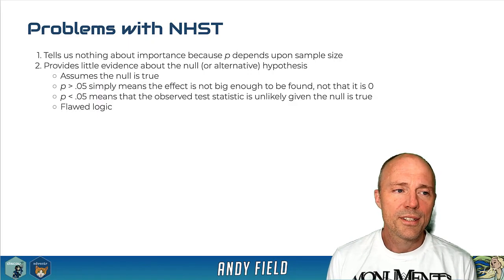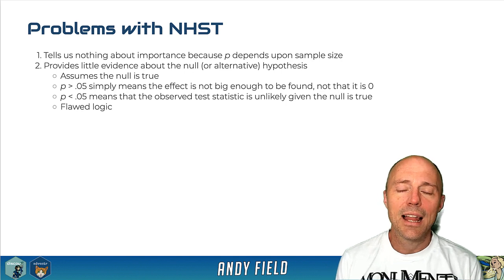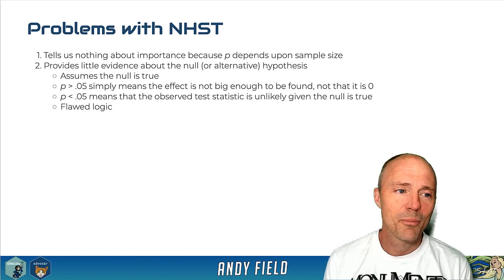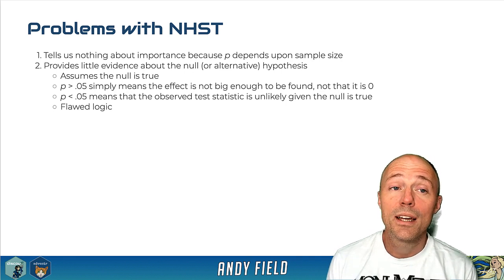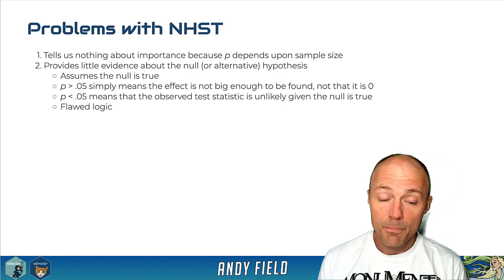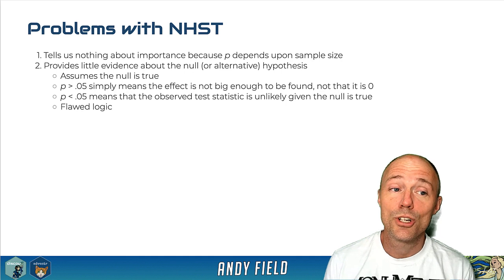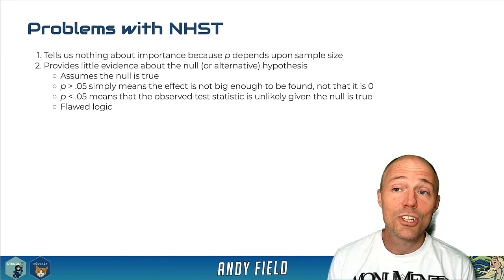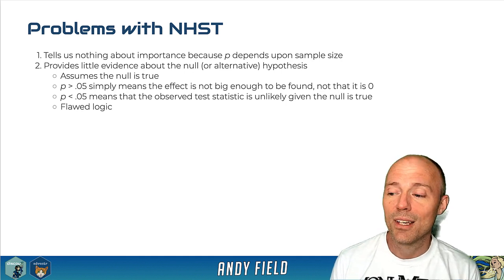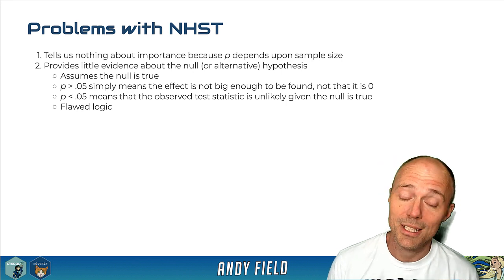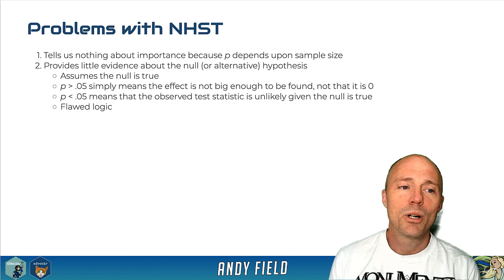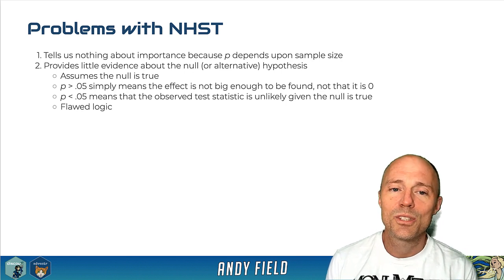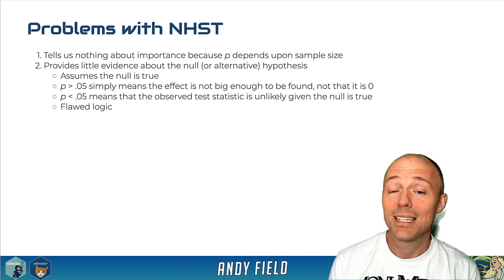Another problem with null hypothesis significance testing is it provides little evidence about the null or alternative hypothesis. Firstly, it assumes that the null is true, because remember, we're calculating a p-value under the assumption that the null is true. So we're using the distribution of the test statistic when the null is true to calculate p. So we're assuming the null is true to get p.